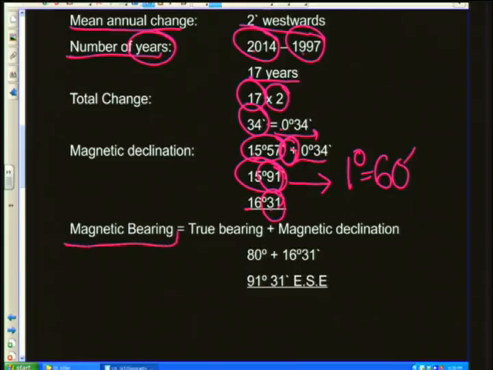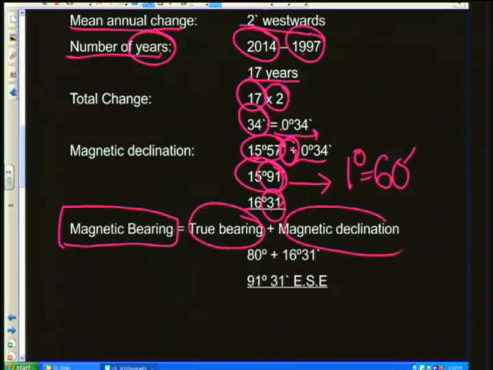Now I'm ready to calculate the magnetic bearing. The magnetic bearing, according to my formula, is true bearing plus the magnetic declination.